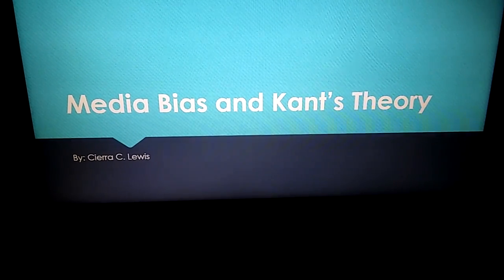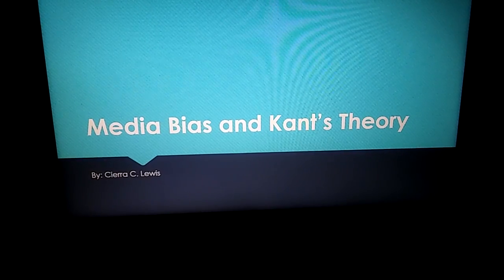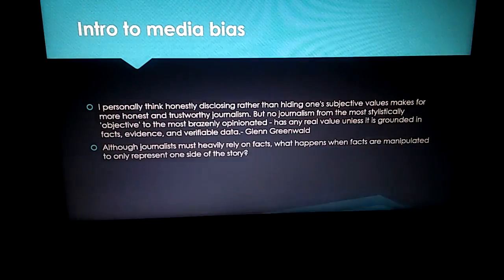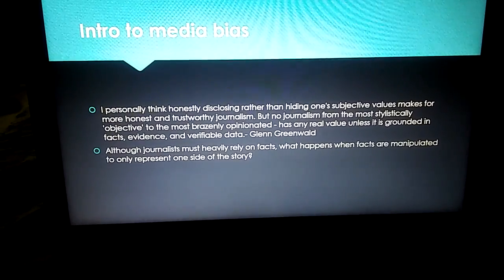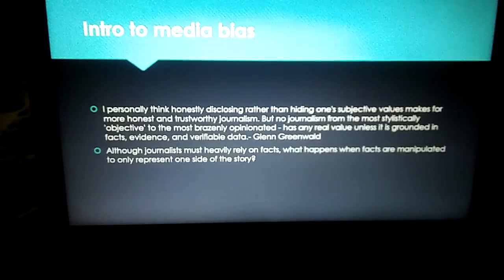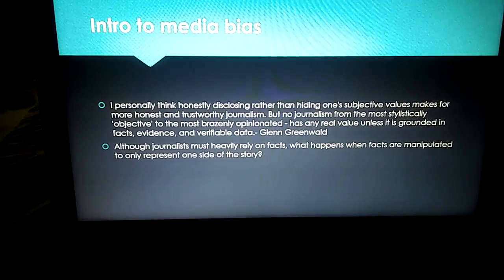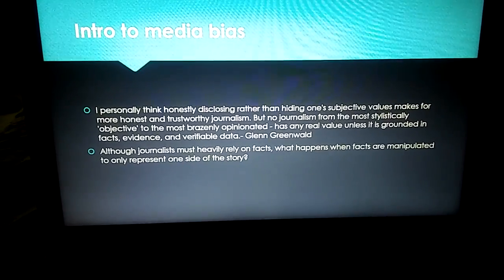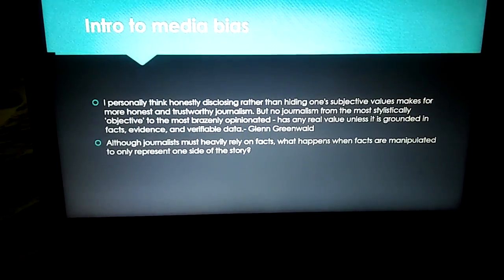Bias and Kant's theory. Journalist Glenn Greenwald had a quote that pretty much says, no matter what you do in journalism, you're going to need facts. And although journalists must heavily rely on facts, what happens when facts are manipulated to only represent one side of the story?